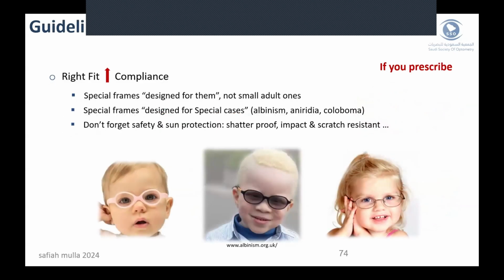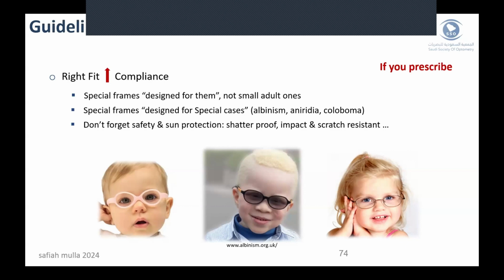Again, you tell the parents that they need special frames designed for children, not the small adult ones in the shop. If the case requires it, you need to give them special frames for their cases, such as albinism, aniridia, coloboma children. You can explain to them that, such as for albinism, they need dark glasses because of the glare that they have from the sunlight.